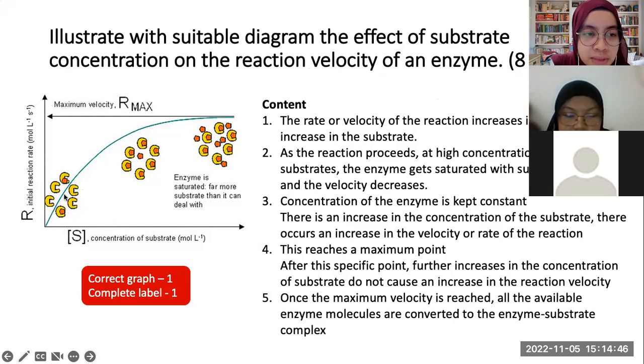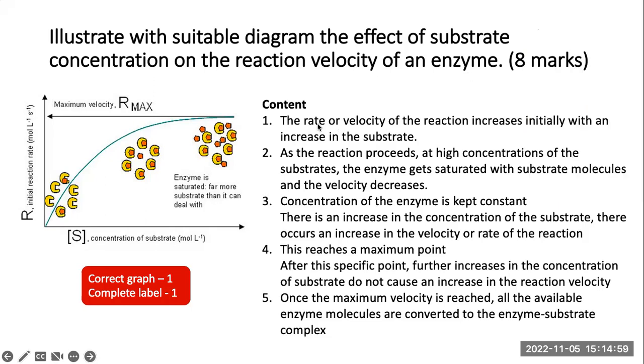When we start to increase the substrate concentration, what happens to the rate of reaction? It's increasing. So that's point number 1. The rate of reaction or velocity increases initially with an increase in the substrate. Or you can be very straightforward: as the substrate concentration increases, the rate of reaction of the enzyme increases at the initial phase.